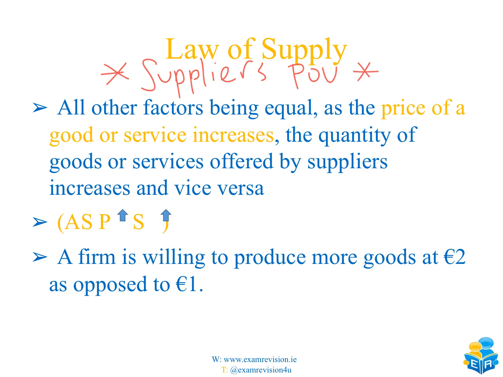Something students get confused with sometimes. But if you put yourself in a supplier's situation and you are producing a good or supplying a good, if the price of that good increased, you would do your best to supply more of those goods, so you would make more money. So that's essentially it. If you look at our example here, a firm is willing to produce more goods at €2 as opposed to €1. Why? Because obviously you're going to make more money.